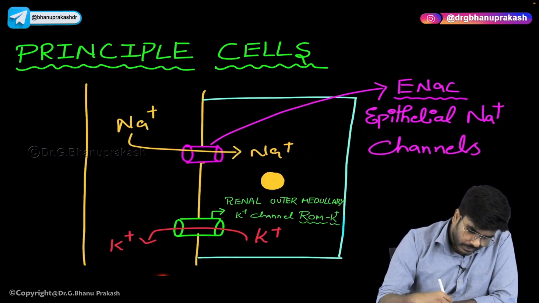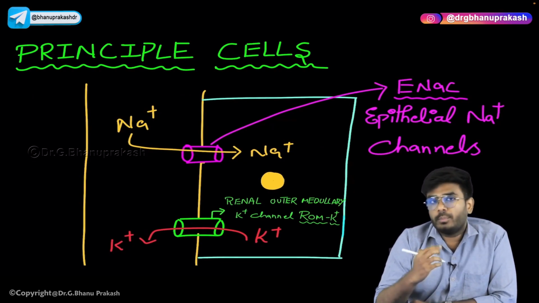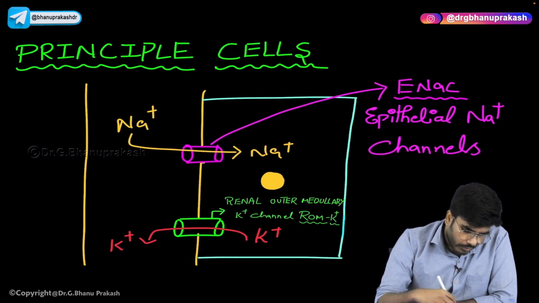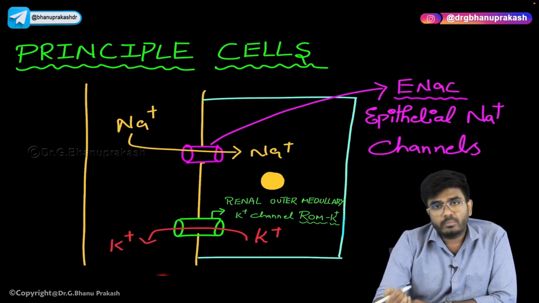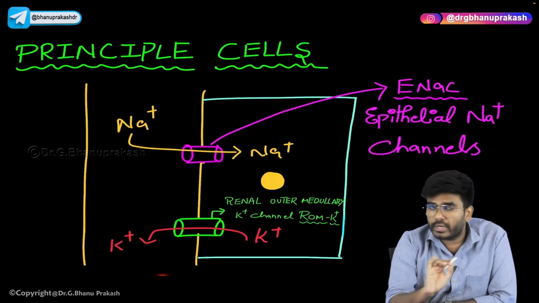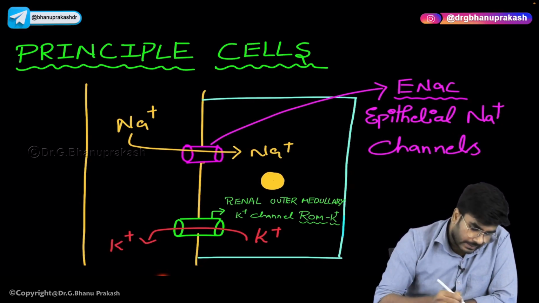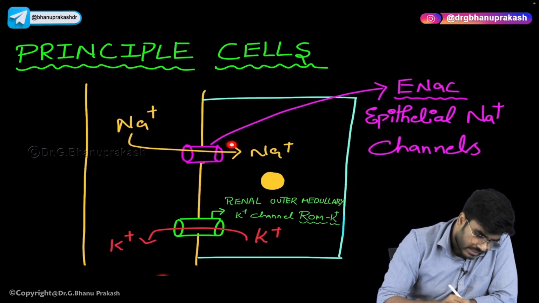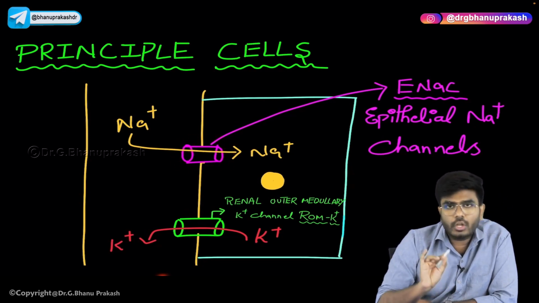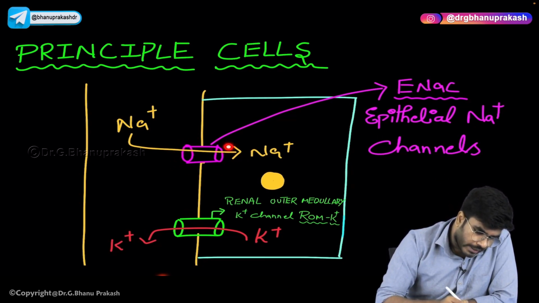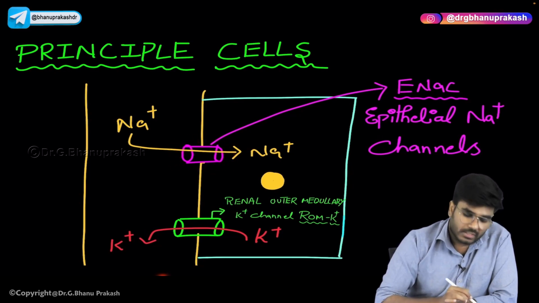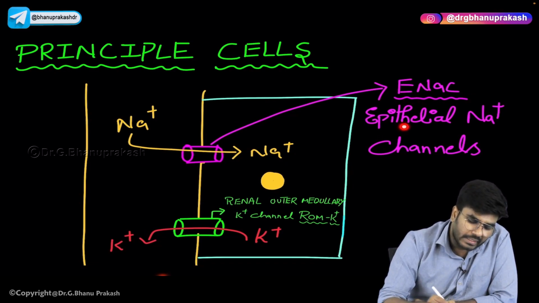Now, two important terminologies I want you to know. You all know that aldosterone is going to act on the principal cells, helps in sodium reabsorption, water reabsorption and potassium excretion. But the channel which is helping in sodium reabsorption, is it under the control of aldosterone or not? Yes, it is. Aldosterone will activate this channel and sodium reabsorption happens. What is the name of this channel? This channel is ENaC, or epithelial sodium channels.